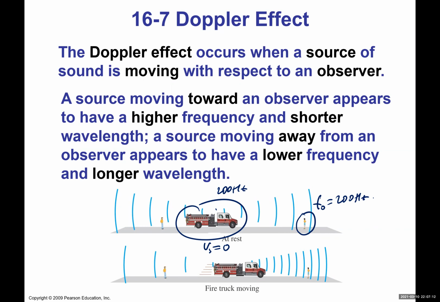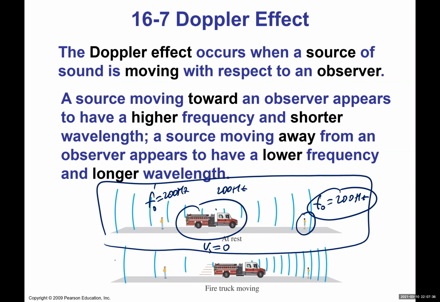If the source, the truck, is moving toward the observer or away from the observer, the frequency measured by the observer will be different. And it will be different depending on whether it's moving toward or away. So let's say f prime: they will hear 200 hertz if the source is at rest relative to them. Because the source is at rest, they both hear exactly the same frequency as the siren.